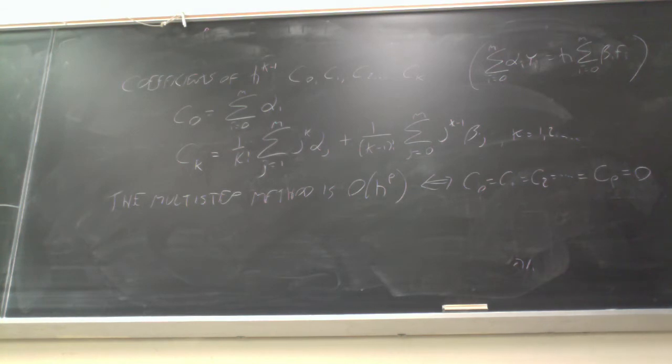And actually, for the PhD level numerical analysis class, it's Math 772, I use this as a comprehensive exam question. I give a specific multi-step method, and they have to actually work out these coefficients and find out how many of these are satisfied to see what the order of accuracy is.